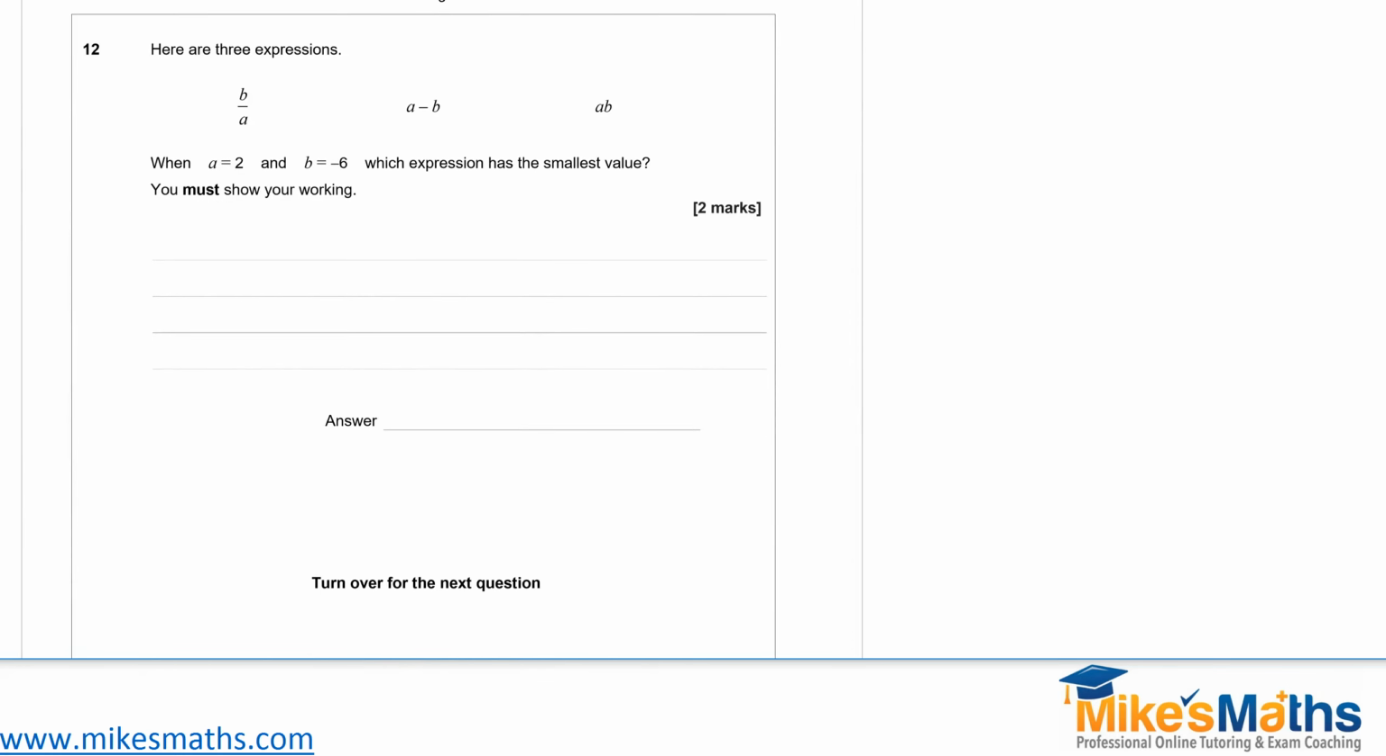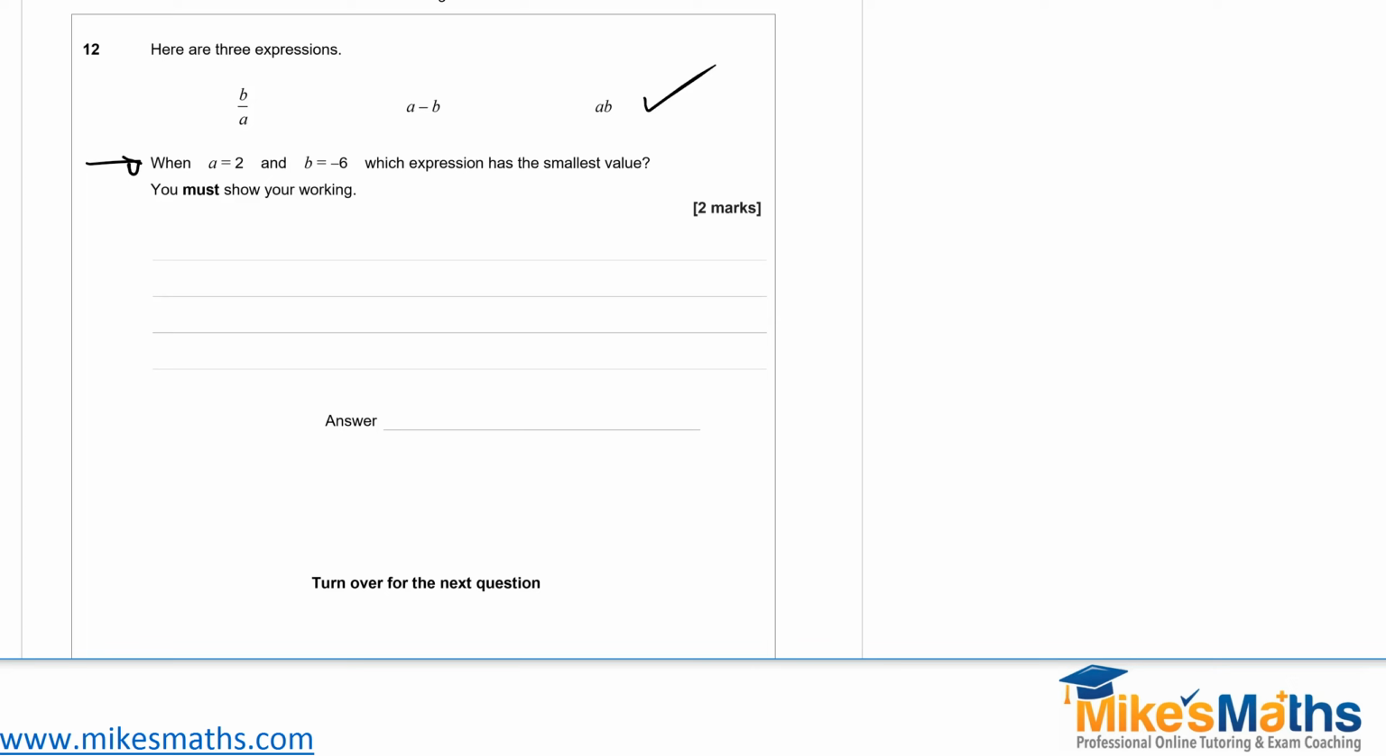Okay, question number 12 now. With question 12, what we're going to see here is that our working is very, very important, showing our working. But let's read it properly. Here are 3 expressions. Okay, there's 1, there's 2, there's 3. So we look at these 3 expressions. We don't just shoot over them. We look at them. This is B divided by A. This is A take away B. And this is AB, which means, of course, A times B.